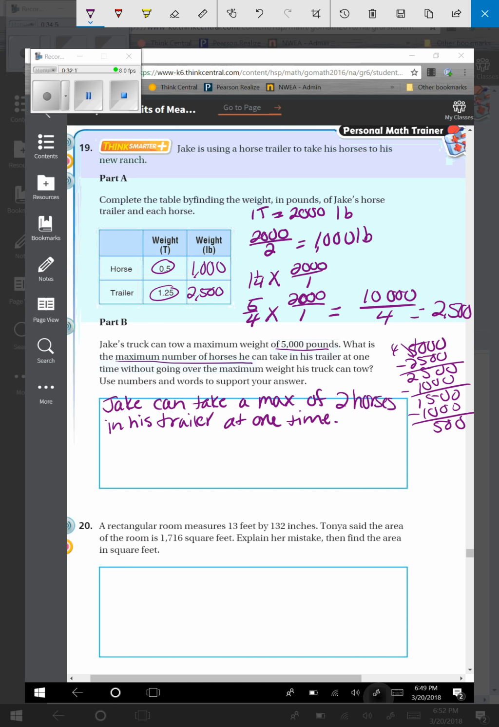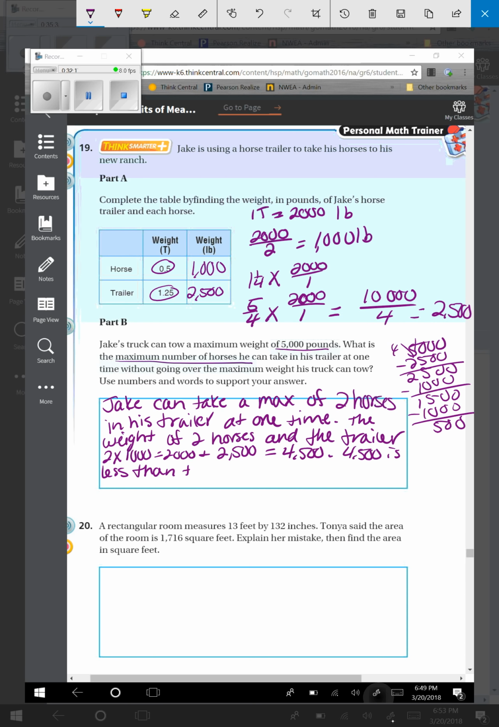This is my explanation. The weight of the 2 horses in the trailer would be 2 times 1,000, which is 2,000, plus the trailer, which is 2,500, which equals 4,500. 4,500 is less than the 5,000-pound weight limit, but 3 horses would be 5,500 pounds, and that would be over the limit.